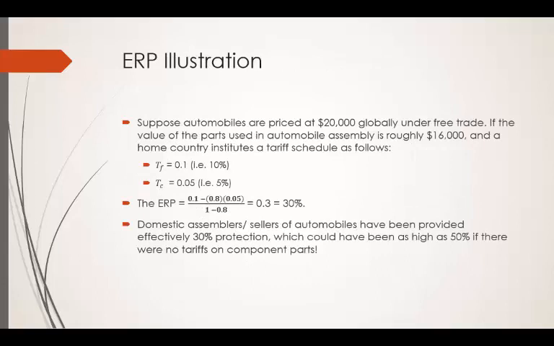To illustrate how this concept works, let's look at an example. Suppose that the global price of an automobile is $20,000 under free trade. If the value of the parts used in automobile assembly is about $16,000, then a tariff schedule imposed by a small home country where the tariff on automobiles is 10% and the tariff on parts is 5% provides home sellers an effective rate of protection of 30% as computed.